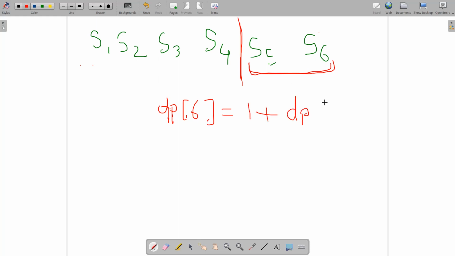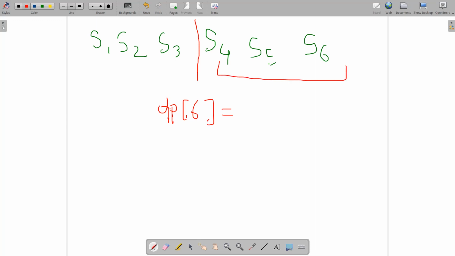Okay, and let me write down that this is going to happen only and only when s5 s6, that is the string formed from s5 and s6, must be a palindrome. Similarly, let me erase this one also. Now you can have the partition over here, provided this entire string must be a palindrome. Then only you can include 1 plus dp of 3.